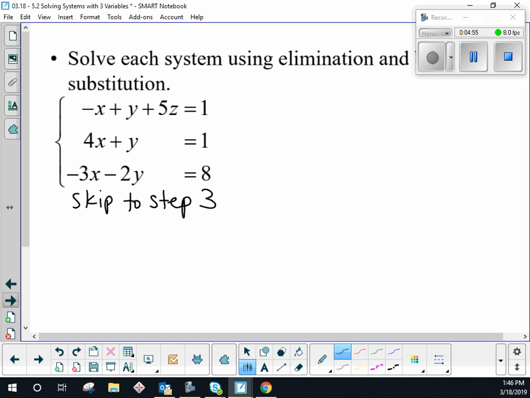So that way, if you go back and look at your notes, you'll know why we kind of skipped some stuff. Right? So if we're skipping to step 3, let's see what step 3 says. Gabriel, read step 3 for us, please.